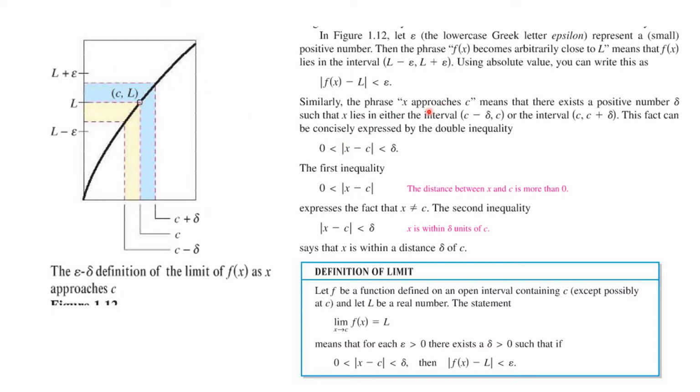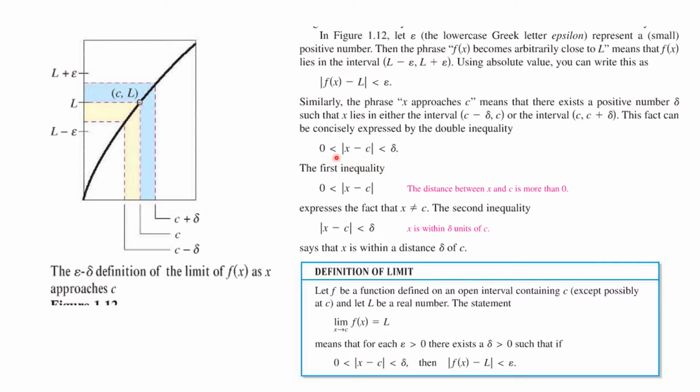Similarly, the phrase x approaches c means that there exists a positive number delta. The delta number is down here. Delta looks like a D, such that x either lies to the left of c or to the right of c, but both of these facts can be expressed by this inequality: 0 is less than the absolute value of x minus c, less than delta.